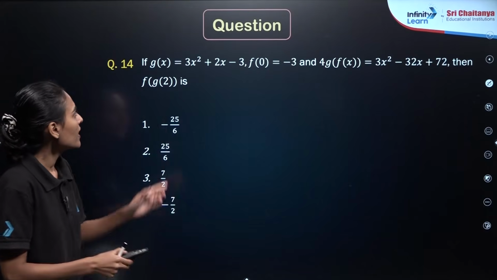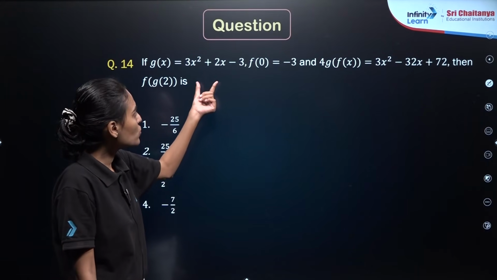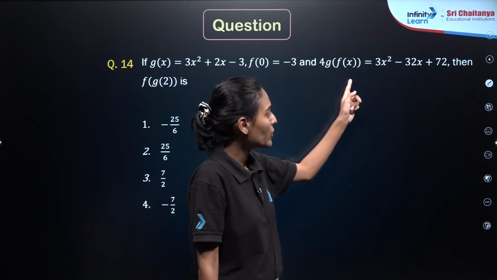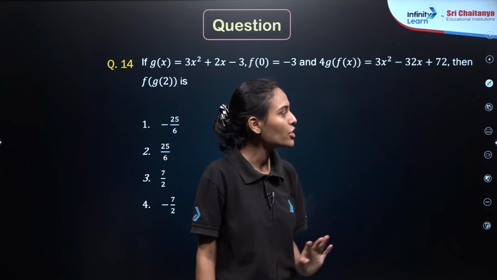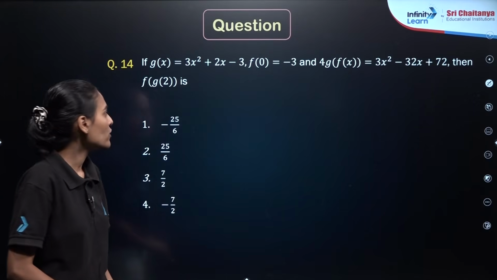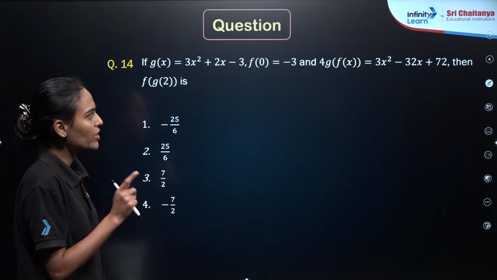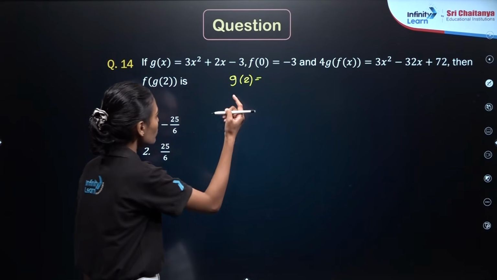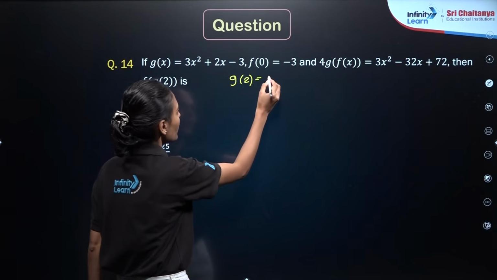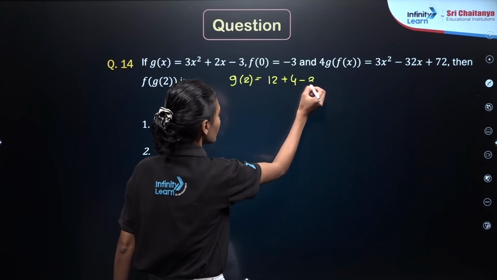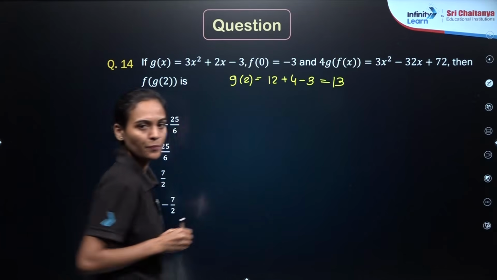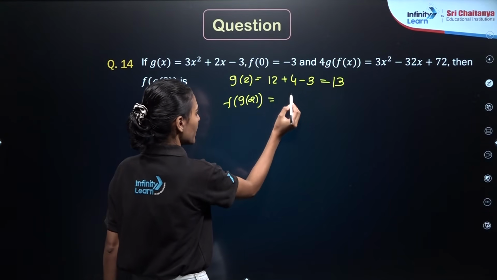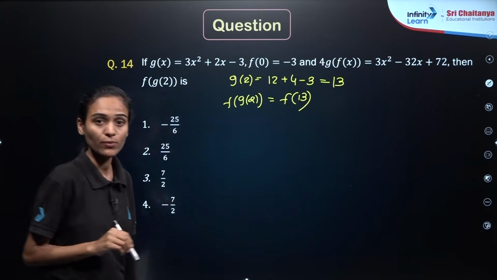So here they have given, you have a function g of x as 3x square plus 2x minus 3, f of 0 being minus 3, and 4 times g of f of x as 3x square minus 32x plus 72. Then you need to find what is f of g of 2. So we know what is function g of x clearly. So let us find first what is g of 2. It will be 2 square 4 into 3, 12, plus 2 into 2, 4, minus 3, 16 minus 3, 13. Now what you need to find? f of g of 2, which is nothing but f of 13. This is your goal, to find f of 13.